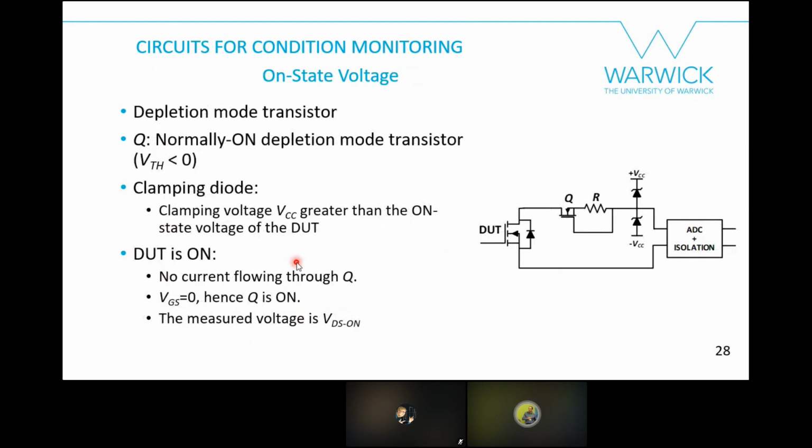So another circuit that is also used for monitoring the on-state voltage is using a depletion mode transistor. So it's a Q. It's a normally on depletion mode transistor with a threshold voltage lower than 0. You just require some clamping diodes and a clamping voltage that should be greater than the on-state voltage of the device under test. So when your device under test is on, there is no current flowing through the transistor Q. Your gate voltage of Q is 0, so this transistor is on.